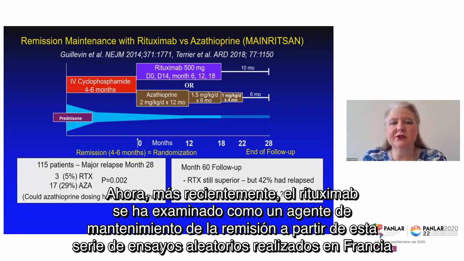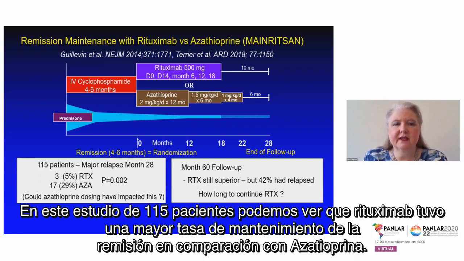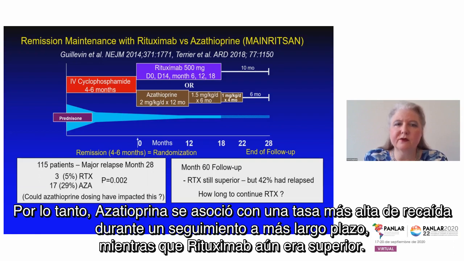Now, more recently, rituximab has been examined as a remission maintenance agent. From this series of randomized trials conducted in France, rituximab was compared with azathioprine, which was dose reduced over time after cyclophosphamide induction. In this study of 115 patients, we can see that rituximab had a higher rate of remission sustaining as compared to azathioprine. So azathioprine was associated with a higher rate of relapse.